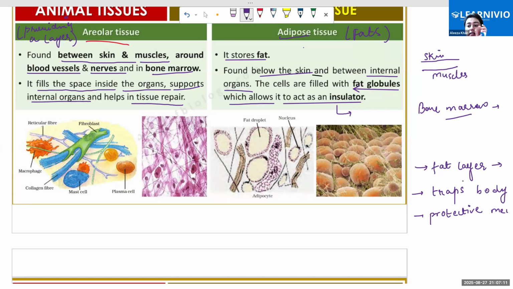Formation of the plaque. Plaque is a kind of fat globule in the artery or the vein, which can cause blood flow restriction. Okay.